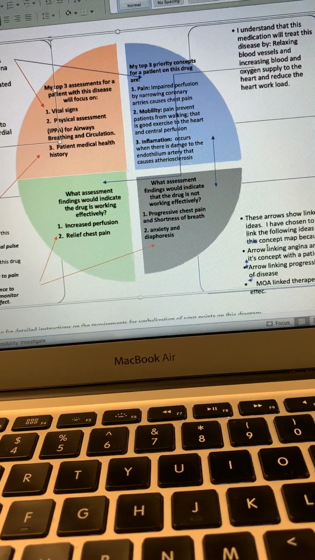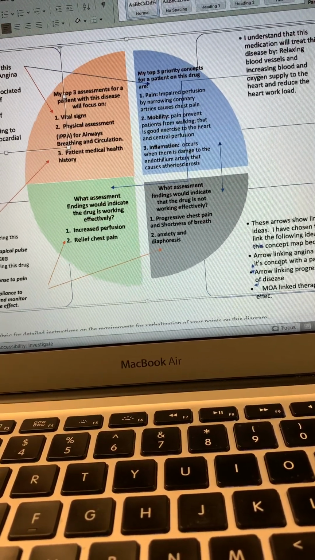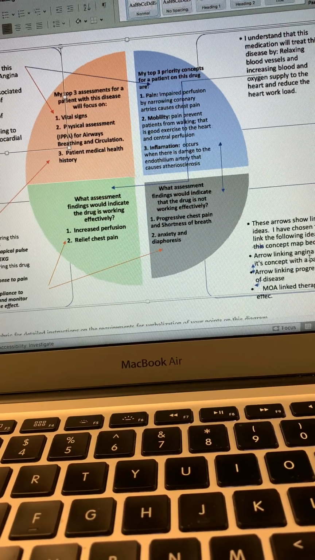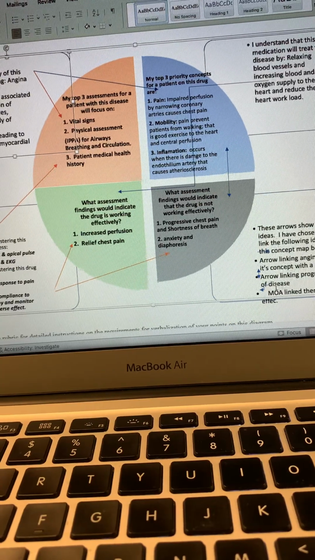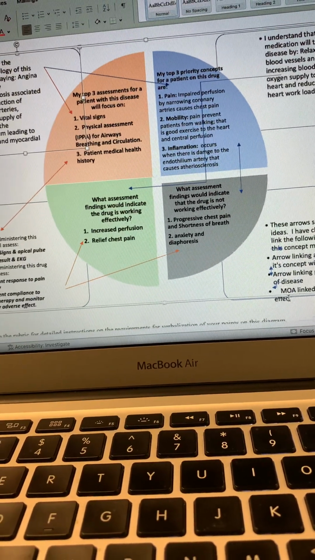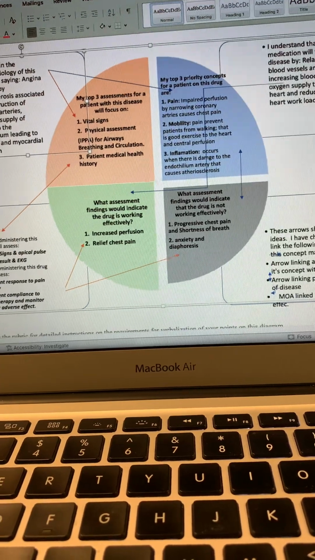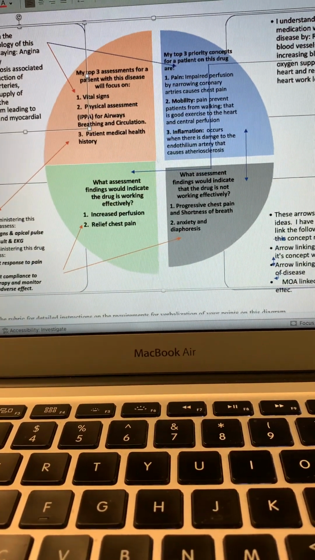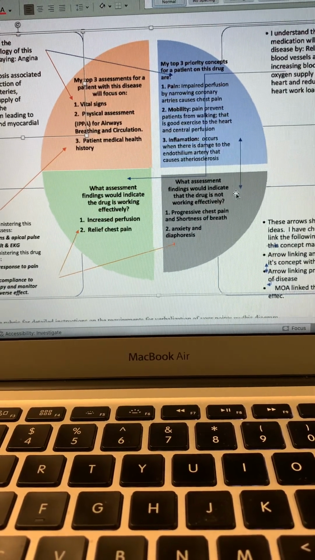At the bottom left, I drew arrows that show the concept link: angina and its concept with a patient, an arrow linking progression of disease, and then the arrow linking MOA, the mechanism of action, to therapeutic effect. So that's the little I can explain about my patho map.